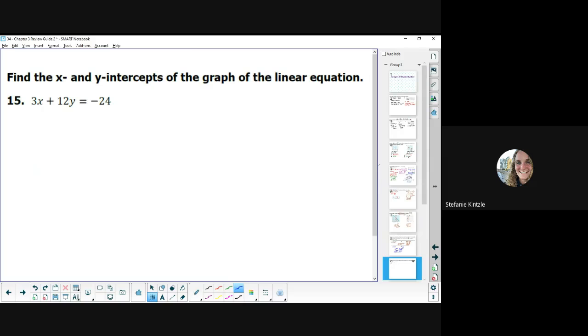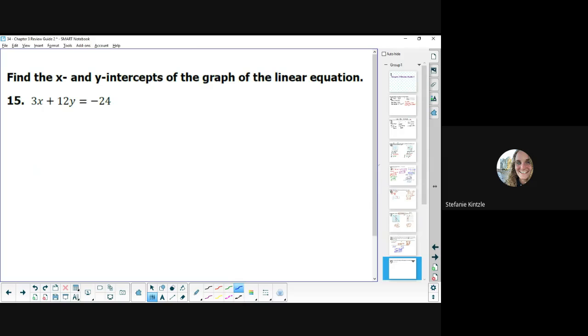This is one of the most missed questions on the test because you guys have learned new skills, and that's why I think students can tend to get confused. Find the x and y intercepts of the graph of the linear equation. Okay, what does that mean? I want to know the x-intercept and the y-intercept.